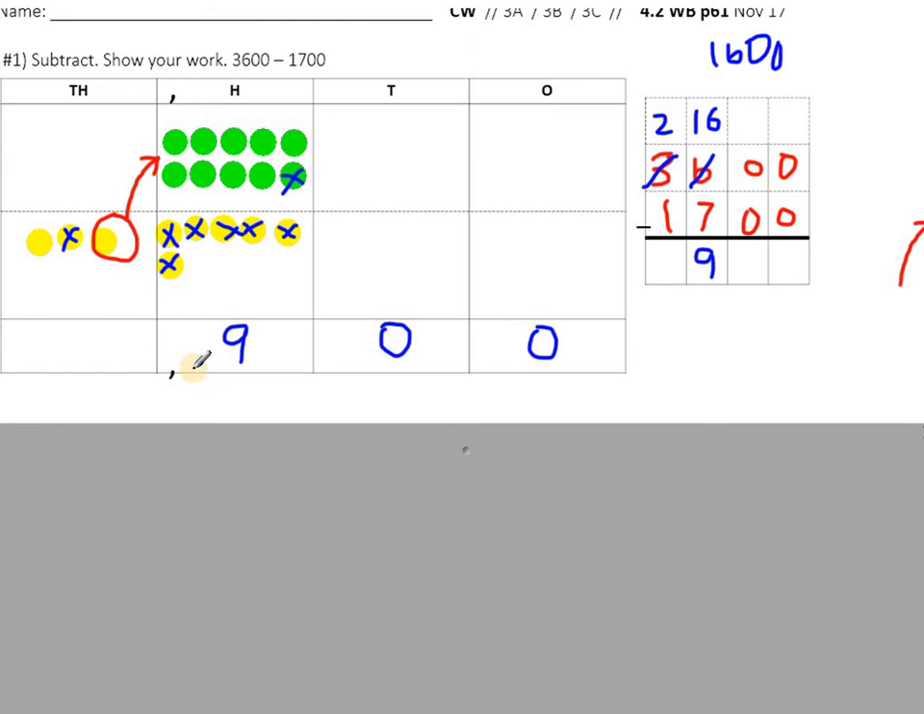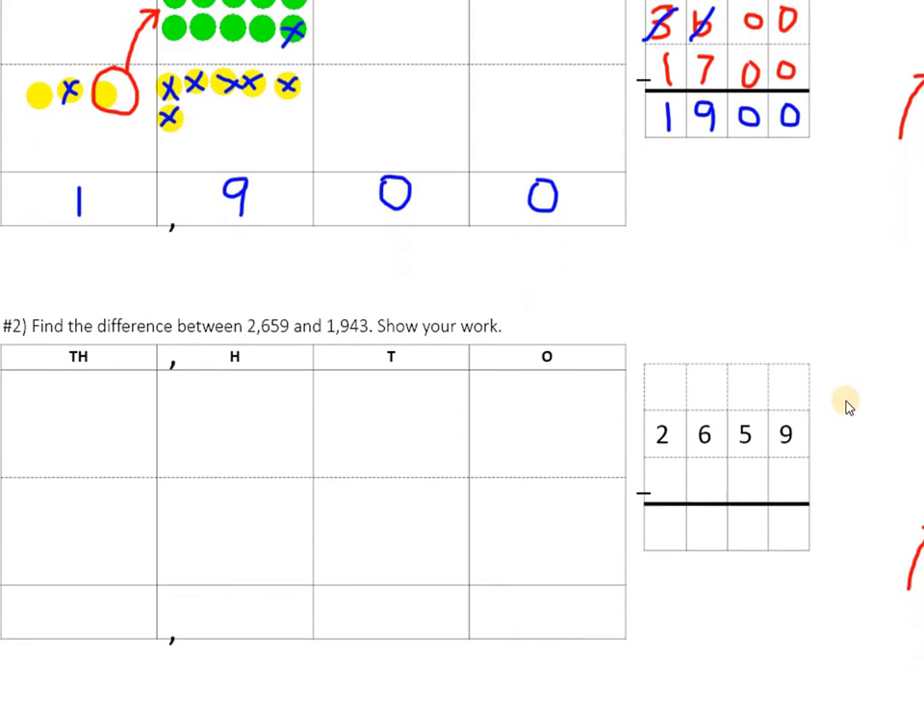Now I'm ready to subtract the thousands. This 1,000 moved over. And you can see I subtract one of those thousands away. So I need to subtract 1, and that leaves 1. That leaves 1. There's my answer. 0 ones, 0 tens, 9 hundreds, 1,000. All right, let's move on and do another one.